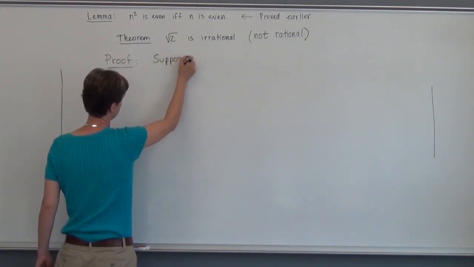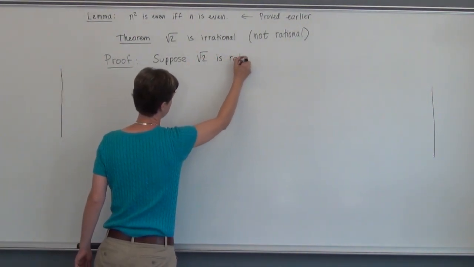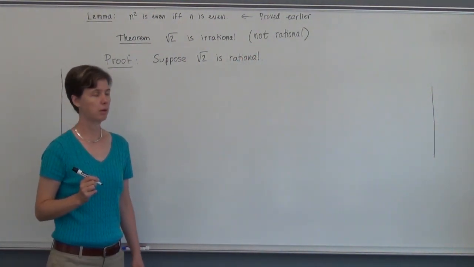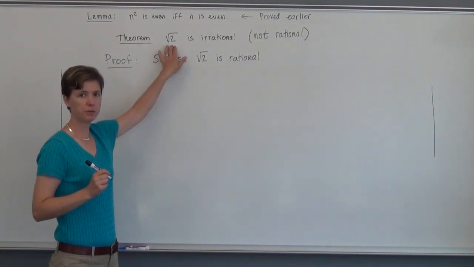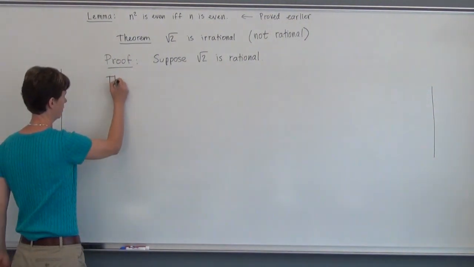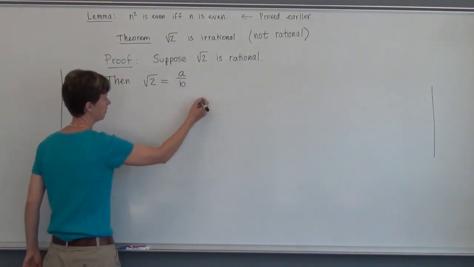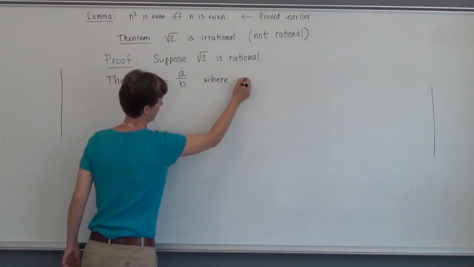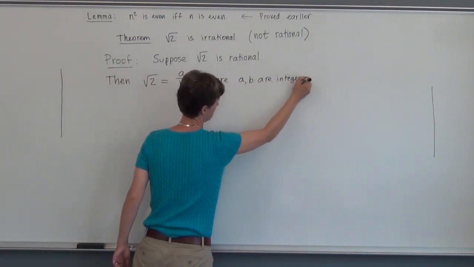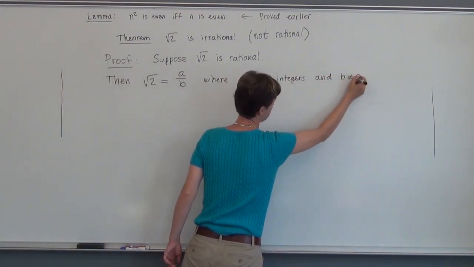Suppose the square root of 2 is rational. Then, if it's a rational number, we should be able to write it as a fraction, a over b. Then the square root of 2 is equal to a over b, where a and b are integers, and b is not 0.